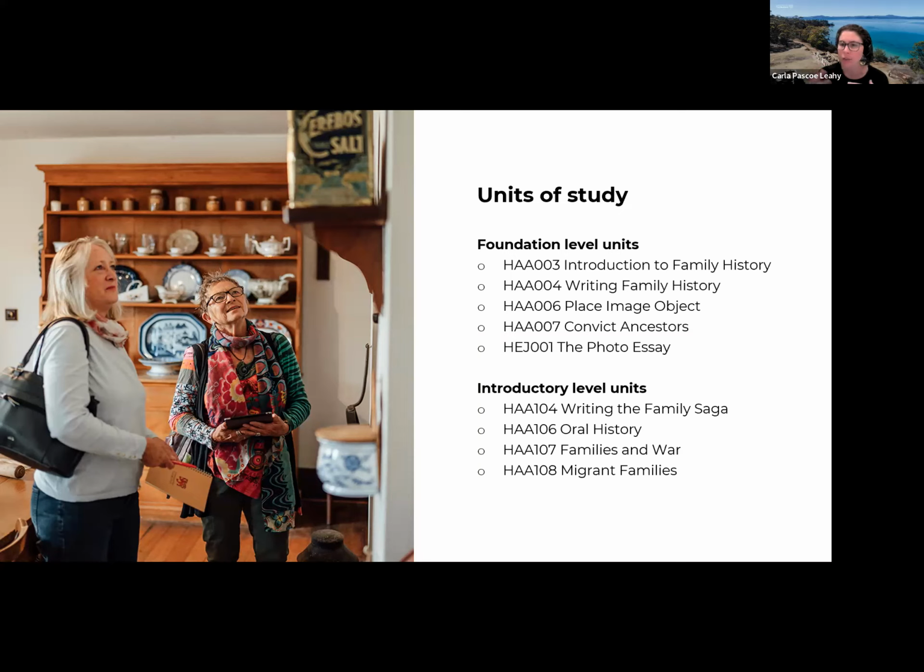So writing family history and writing the family saga are more about writing. Place image object is more about material things. We look at convicts, we look at war, we look at oral history, and we look at migrant families, because obviously many of our families in Australia have some form of migration in their history.